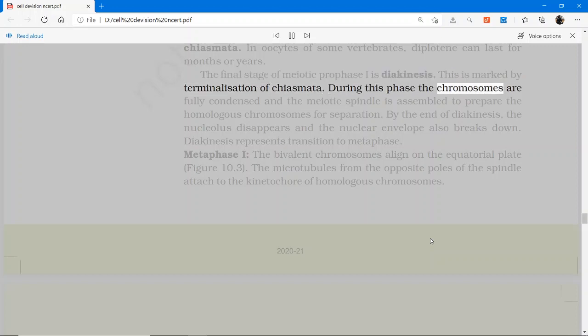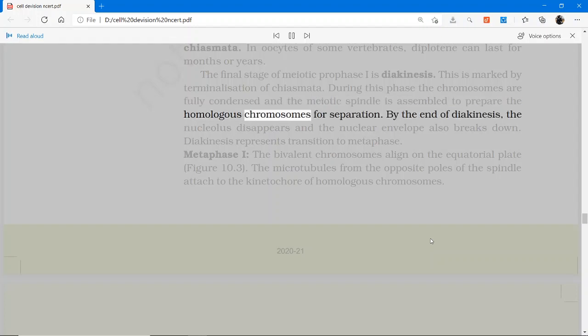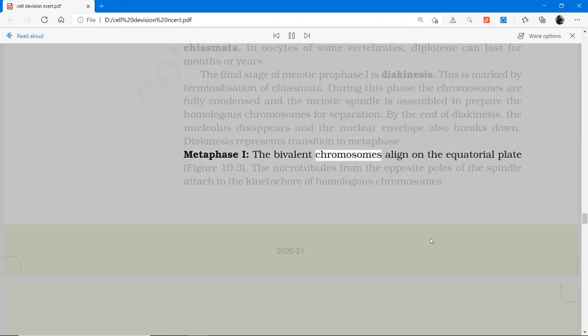During this phase the chromosomes are fully condensed and the meiotic spindle is assembled to prepare the homologous chromosomes for separation. By the end of diakinesis, the nucleolus disappears and the nuclear envelope also breaks down. Diakinesis represents transition to metaphase. Metaphase I, the bivalent chromosomes align on the equatorial plate, figure 10.3. The microtubules from the opposite poles of the spindle attach to the kinetochore of homologous chromosomes.